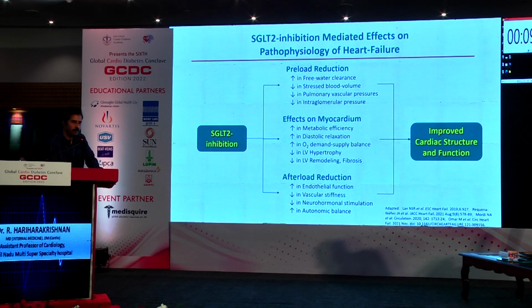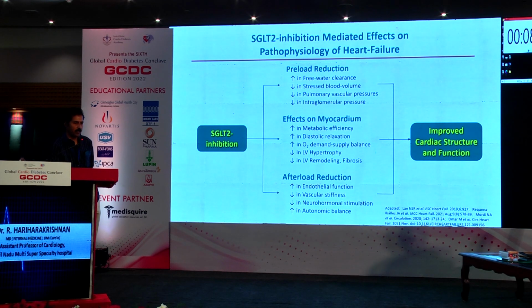So these are the mechanisms by which SGLT2 inhibition offers cardiovascular benefits. We all know the preload reduction and afterload reduction. The most important mechanism is the direct myocardial effects. In preload reduction, the major mechanism is osmotic diuresis, and this is the one class of drugs which reduces the interstitial fluid volume. So it is most important in preload reduction.